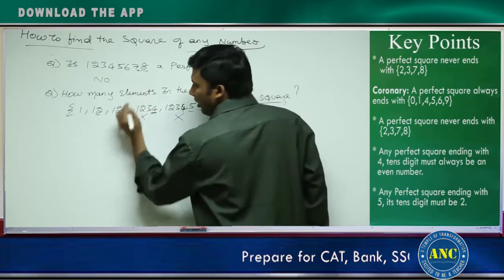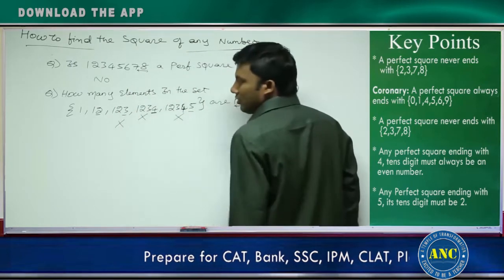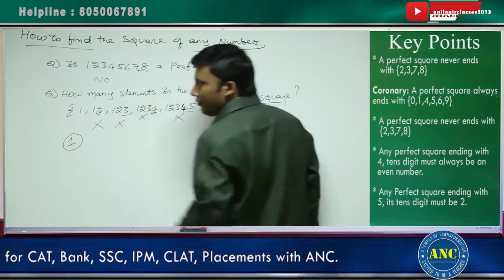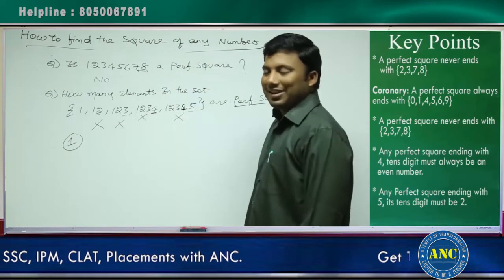A perfect square will not end with 3. A perfect square will not end with 2. So what will be the answer? 1. I hope this concept is clear to you.